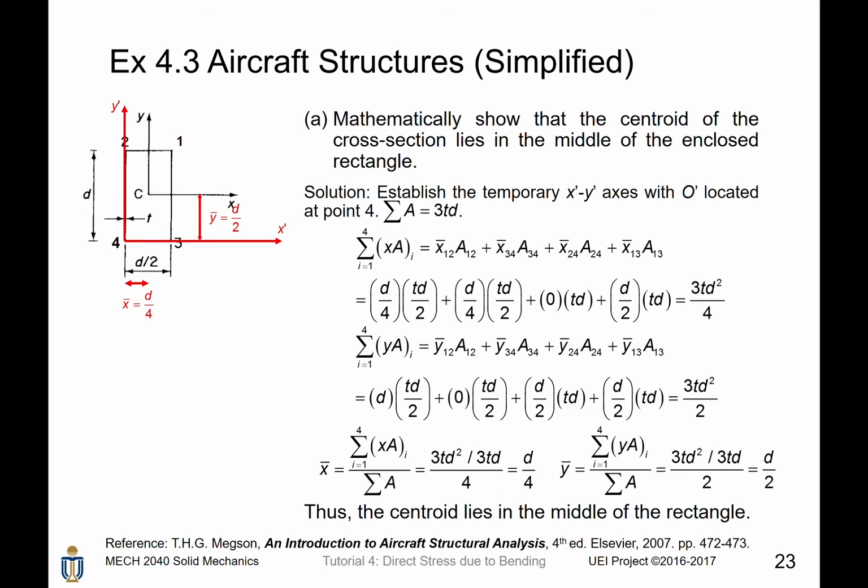Similarly, the first moment of area about the x prime axis is given by 3td squared divided by 2. Consequently, the average values of x and y are found to be d over 4 and d over 2 respectively, where it is just the position of the centroid. That is, the centroid lies in the middle of the rectangular cross-section.